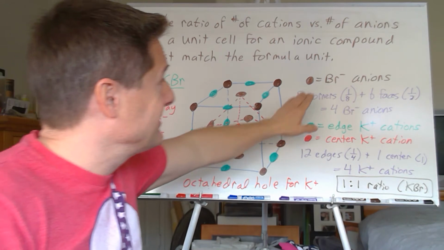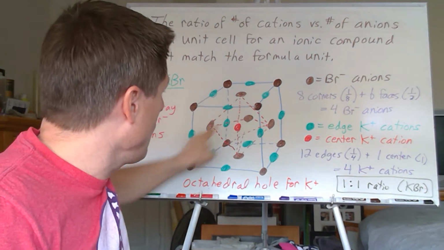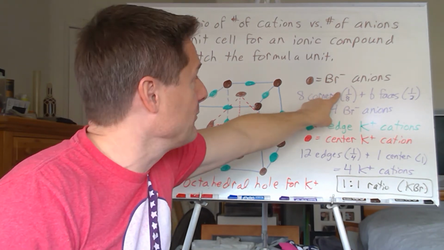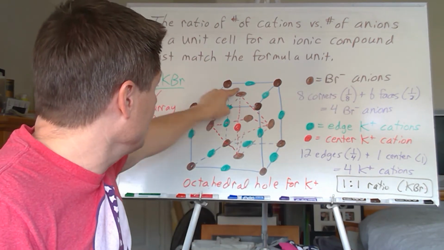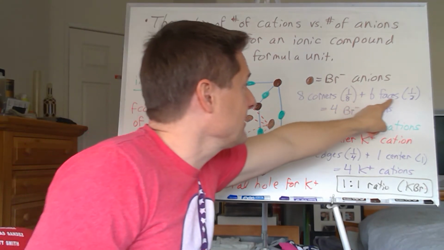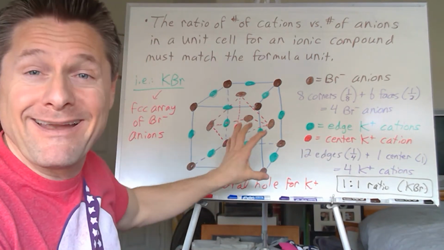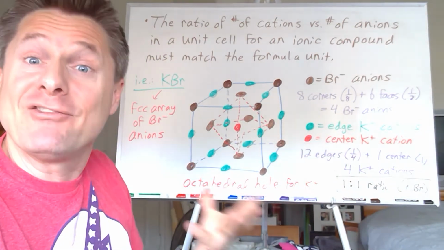Would it make sense to you, since the bromide anions are in an FCC array, you've got 8 in the corners that are 1/8 each, so 8 times 1/8 is 1. You've got the 6 faces that count as a half each, right? They're shared. So 6 times 1/2 is 3. So 3 plus 1 is 4. There'd be 4 bromide anions in that FCC array.